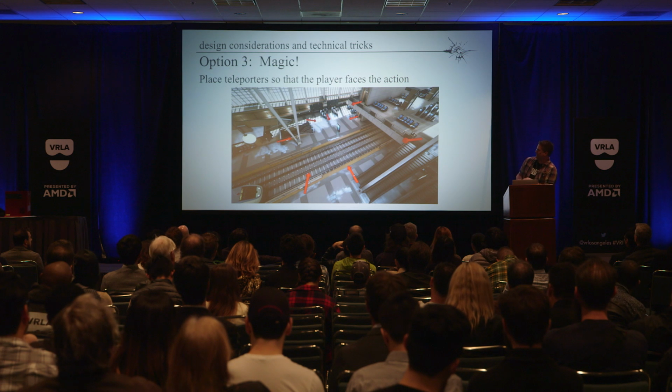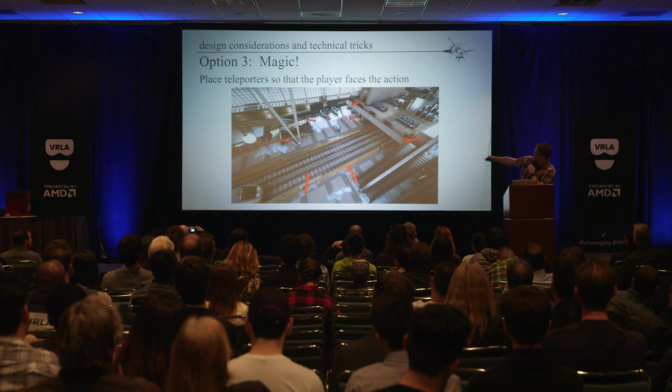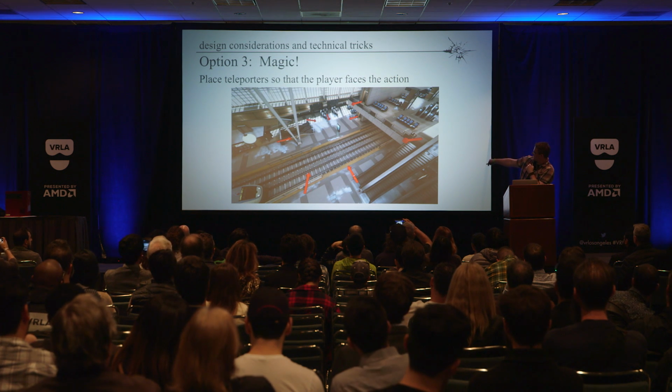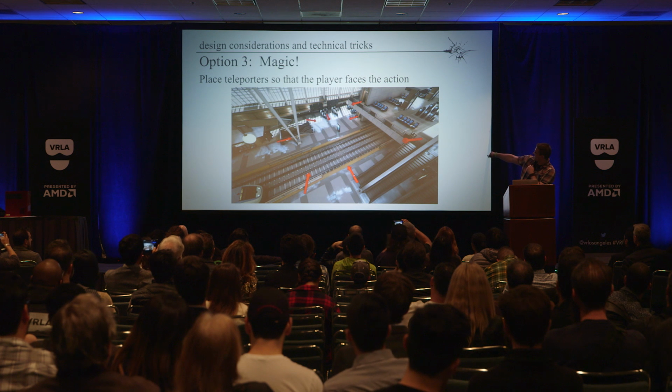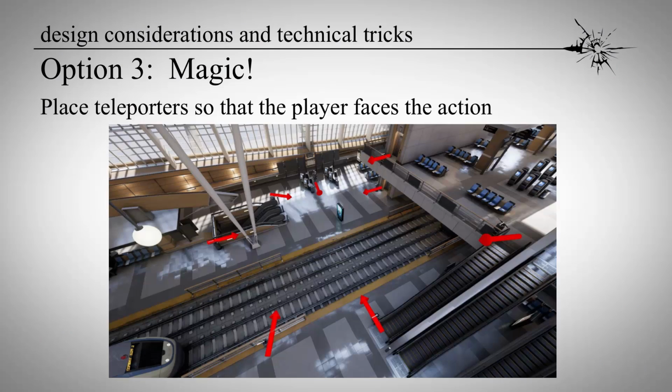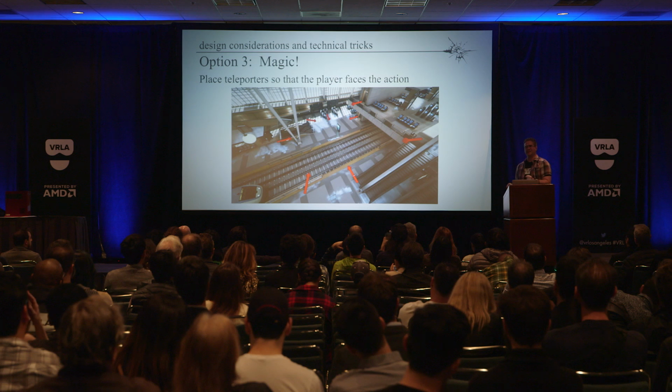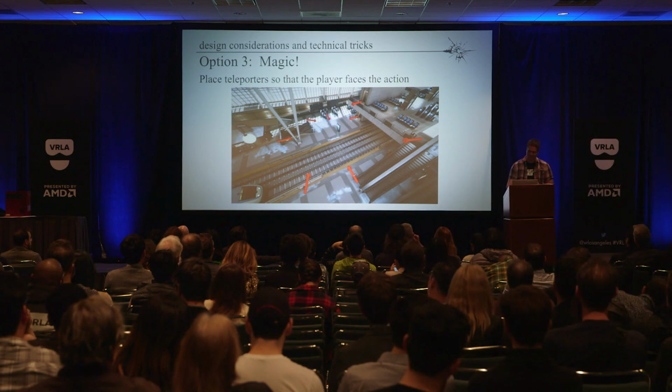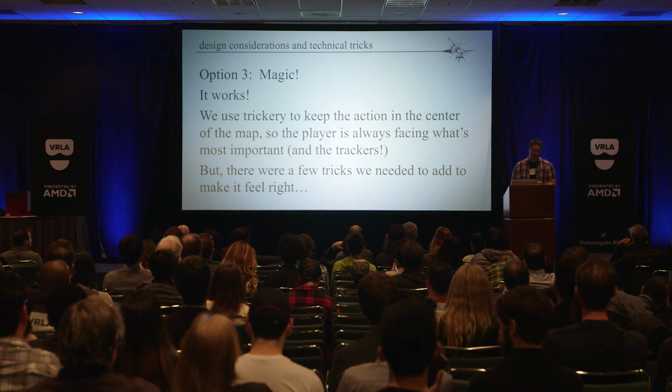So if you look at the train station in Bullet Train, these are all the teleporters and the direction that they're facing. All of them actually face in towards the center of the environment because we wanted to have all the action happen in the center of the environment. Since the teleporters always face you towards the action, the player isn't as inclined, I should say, to rotate out of the tracking volume. And for the most part, it works.